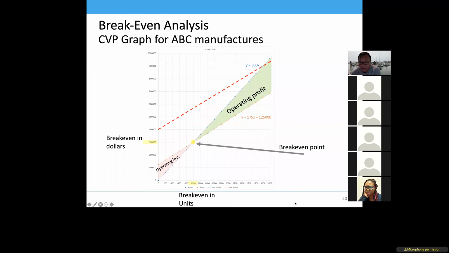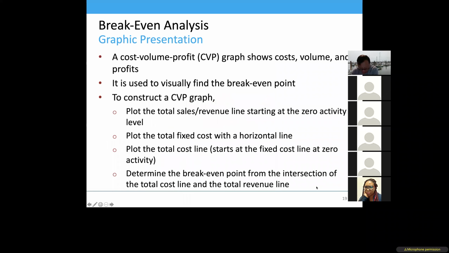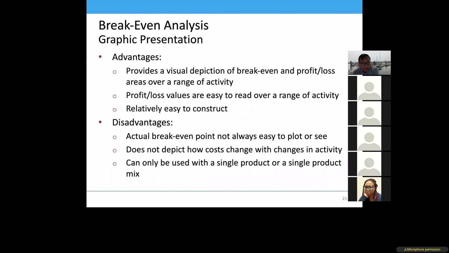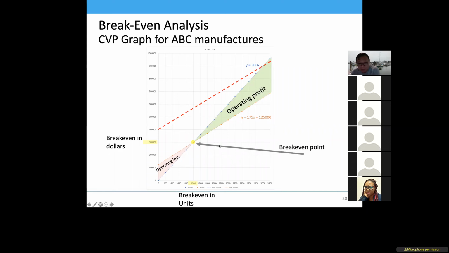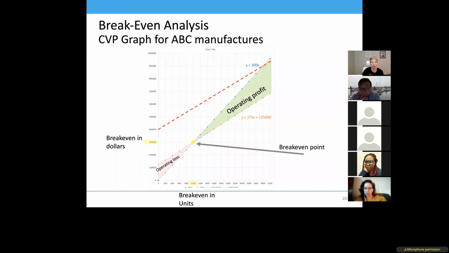Okay, so that's my picture. So are we okay with this? So what's the problem with this method? Can anyone tell me what the advantage is and what the problem is? Megan, what's the advantage? What's the limitation? I would say the advantage is it's visual and you can visually see where it's happening, but it's not exactly accurate. Unless your dollar and your unit amounts are exactly equal like that, you won't be able to really tell what your break even is.